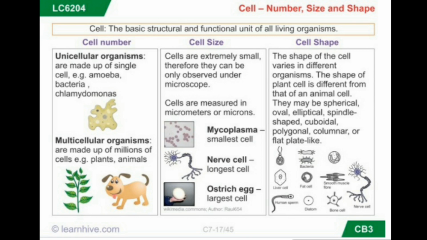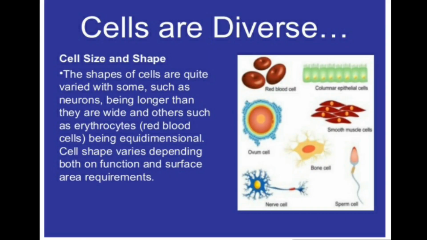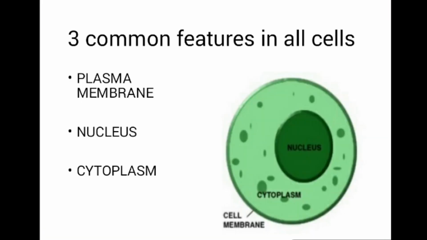There is also a huge amount of variation that is seen in the shape of the cells. So, cells are diverse based on the functions and the surface area requirements. So, you can see the shape of a red blood cell compared to the cell of a sperm, an ovum cell, a bone cell, a nerve cell. Such a huge variation in cell that is found in everyone's body.